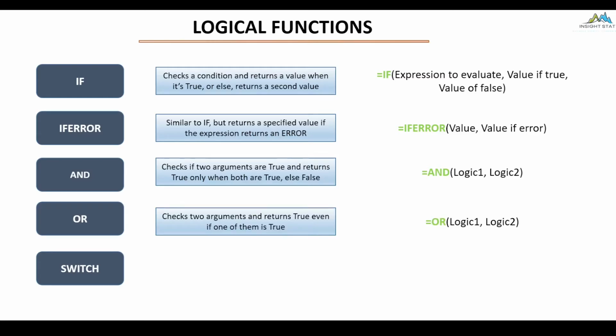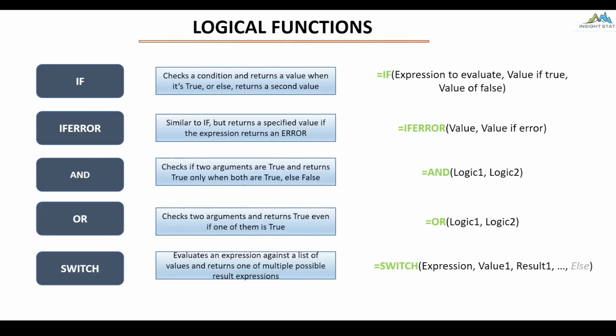Similarly we have OR. OR does not check if two arguments are true together, but it checks if any one of them is true. So it checks two arguments. Again, it will only take two arguments and returns true even if one of them is true. It does not need both to be true. So it is either or. If logic 1 is true and logic 2 is false, it will still return true. Similarly, if logic 1 is false and logic 2 is true, it will still return true.